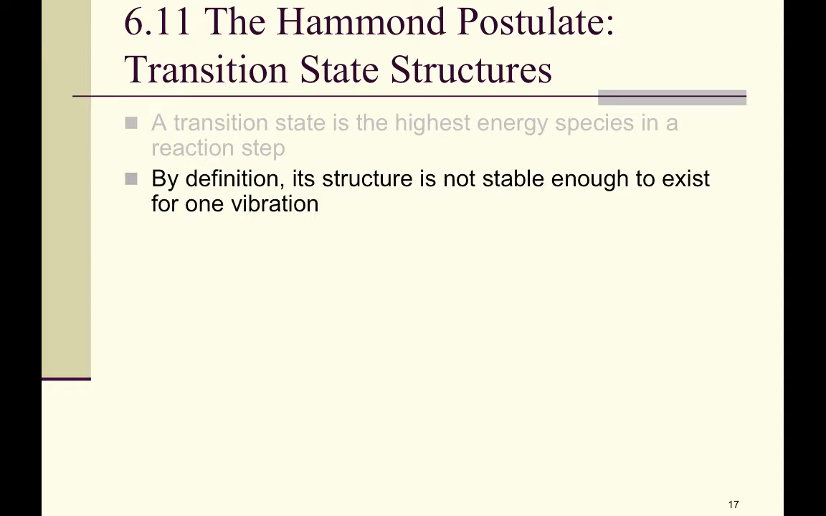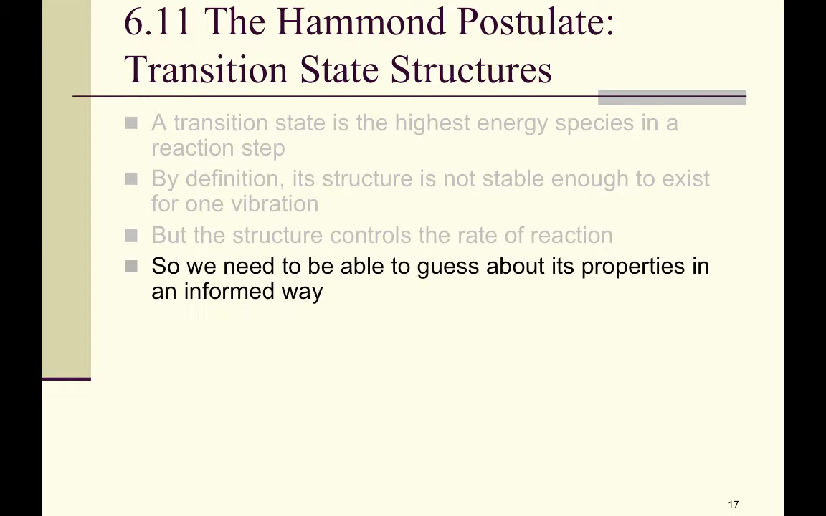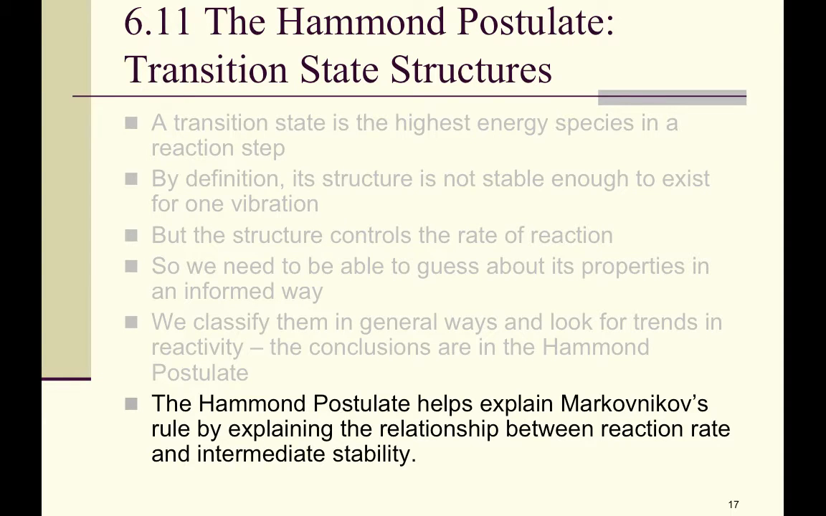By definition, its structure is not stable enough to exist for one vibration. But the structure controls the rate of the reaction. So we need to guess about its properties in an informed way. We classify them in general ways and look for trends in reactivity. The conclusions are in the Hammond postulate. The Hammond postulate helps explain Markovnikov's rule by explaining the relationship between the reaction rate and the intermediate stability.